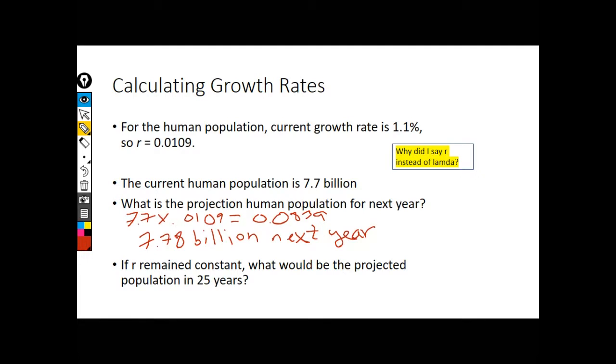That's fine. Okay. That leaves us with our next question. Assuming our R remains constant, how would we figure out what the population would be in 25 years? Now we could do this 25 times by hand. Probably would not be unrealistic, but not exactly a ton of fun. So what would be the best way to tackle this?